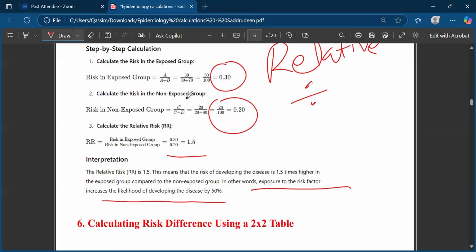If it's 1.5 times, as a percentage, it means you're 50% more likely to develop the disease if you are exposed than someone who is not exposed.